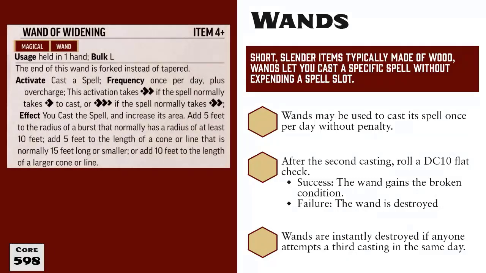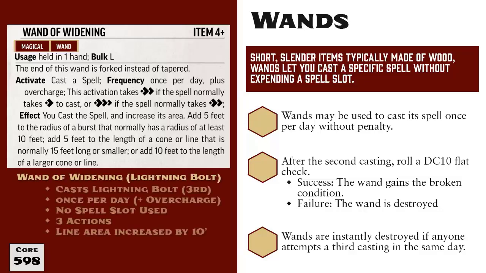For example, wands of widening each have a single spell of a specific level within them, just like a regular magical wand, but when you cast that spell with a wand of widening, it has an additional effect. For example, a wand of lightning bolt widening can cast lightning bolt at 3rd level once per day without spending a spell slot, but when you do so, you spend 3 actions instead of 2, and the length of the lightning bolt's line is increased by 10 feet.